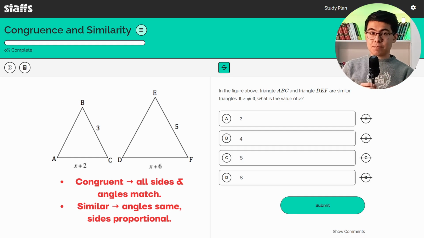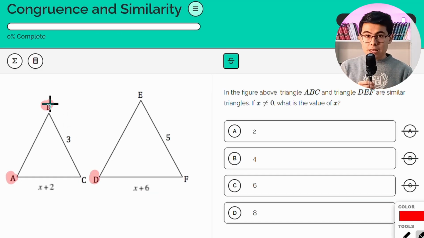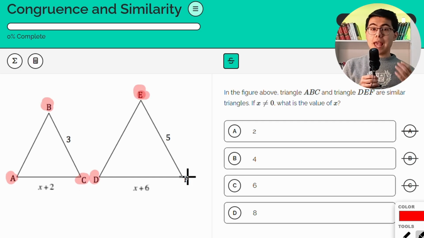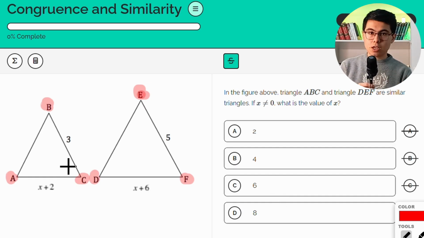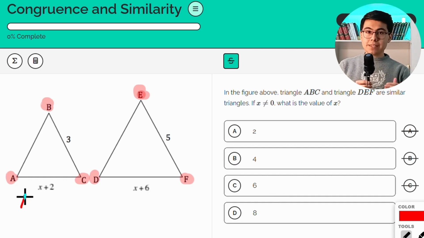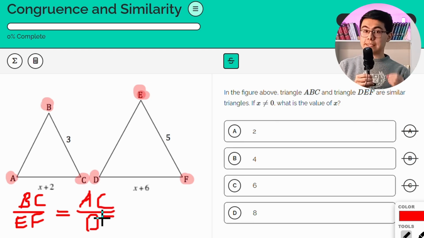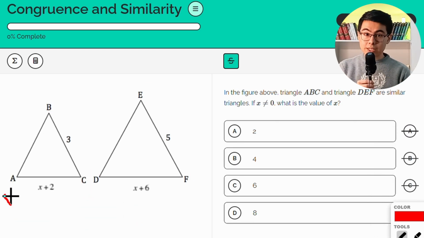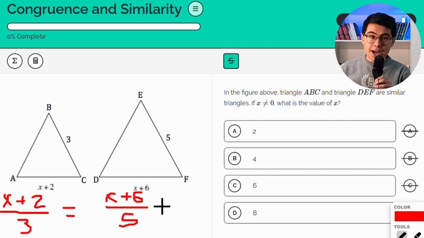Now, the next step that we have to take is matching corresponding sides. So A corresponds to D, B corresponds to E, and C corresponds to F. Now, the next thing we have to do is use a proportion. So we can say BC over EF equals AC over DF. And in this case, that's going to be x plus 2 over 3 equals x plus 6 over 5.